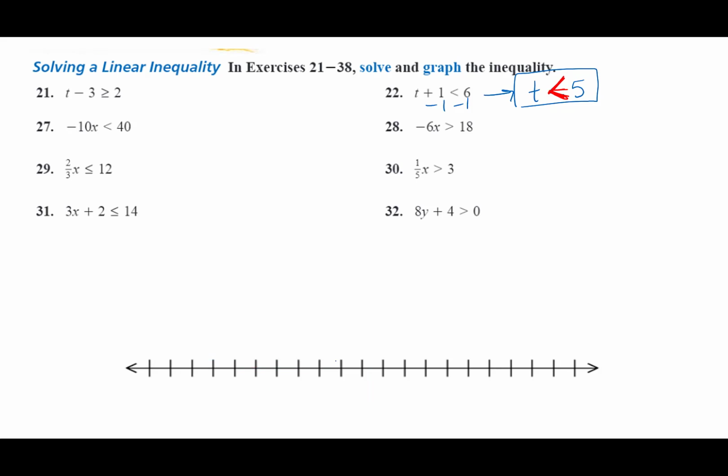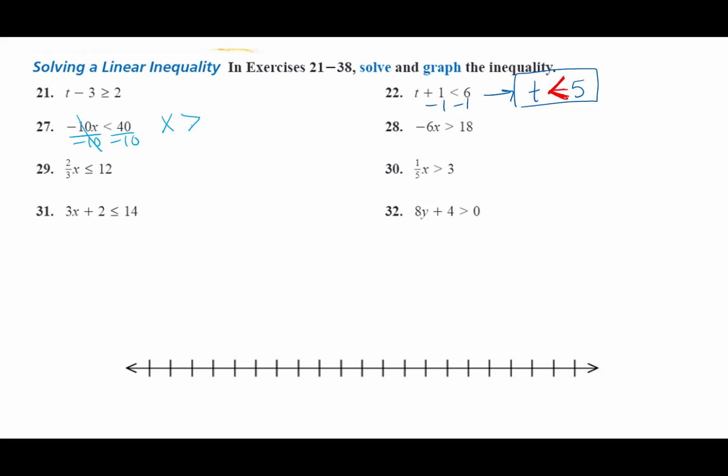Okay, take a look at 27. Negative 10x less than 40. We're going to divide both sides by negative 10. That leaves us with x. Now, I have an entire video about this, so just look on Moodle for it. But when you divide or multiply by a negative number, the inequality sign flips. So it was less than, now it's greater than, and then the math will stay the same.